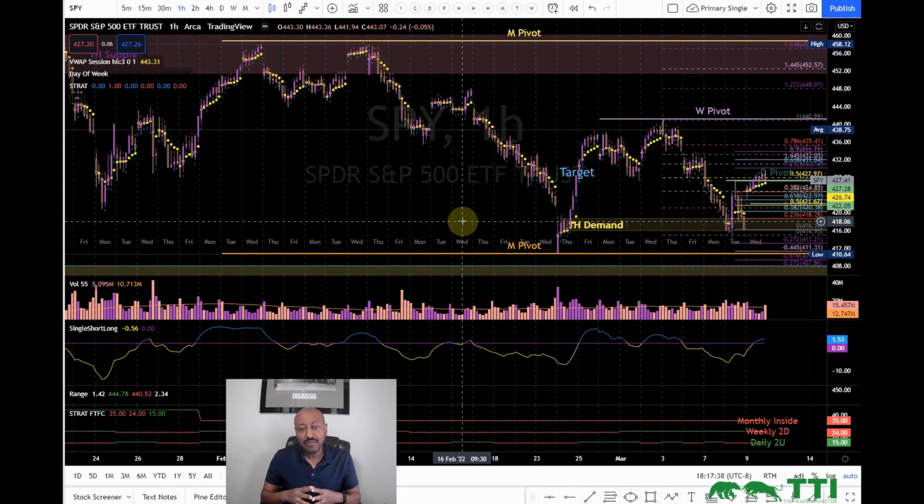I will add the Strat trading, the three scenarios: the one, the two up, two down, or the three. These are the three different scenarios. I'll use that, but I don't use them blindly. I don't take it just because the Strat says this is an actionable signal. No, it has to align. There has to be a confluence with the rest of my analysis.